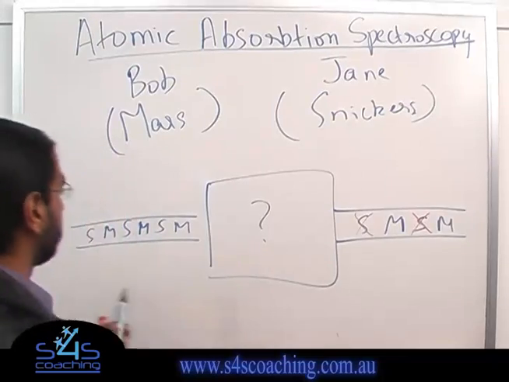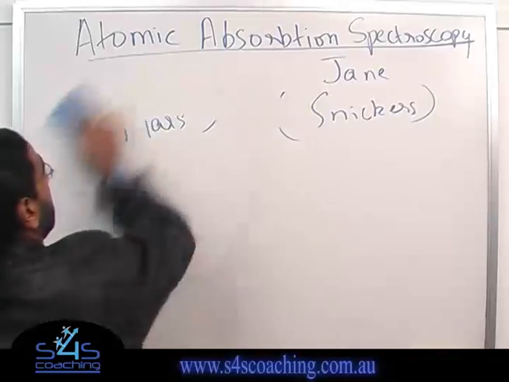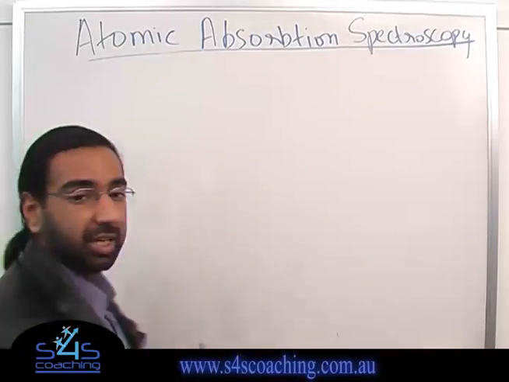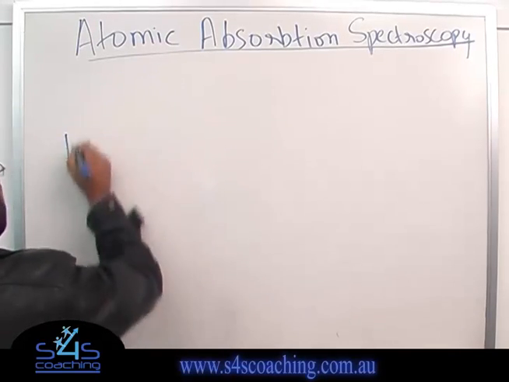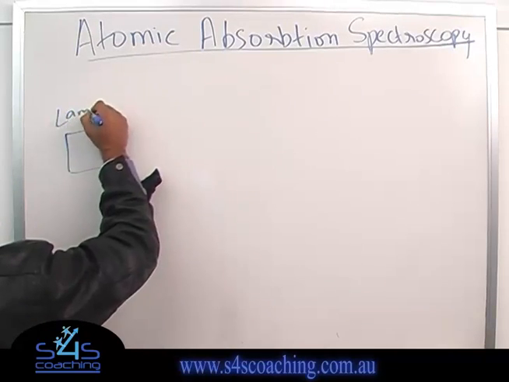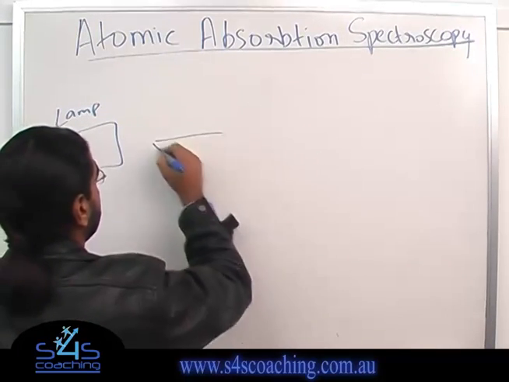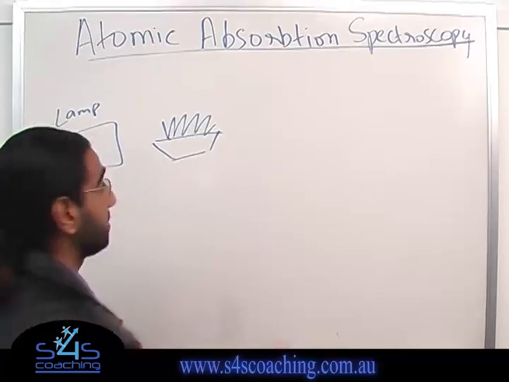So the basic steps of AS are this. Let me just clear that out. Now, as I said, it all depends on light. So what I actually do is the simplified diagram. I have a lamp that produces light. Then what I need to do is vaporize the substance. So this is fire. I vaporize the substance.